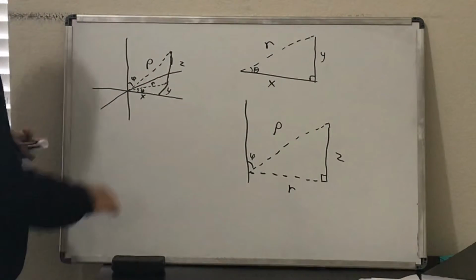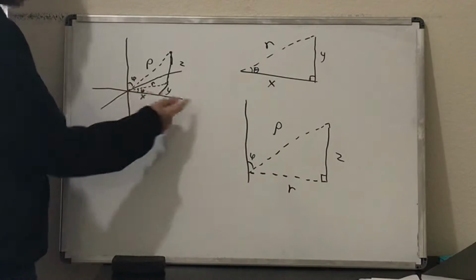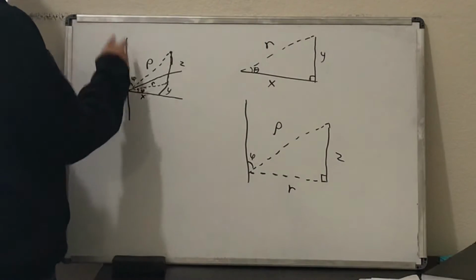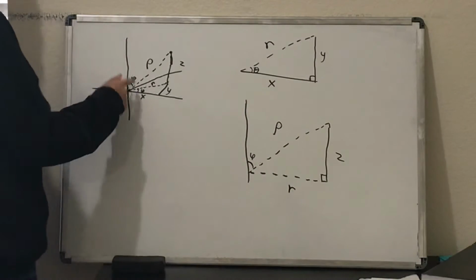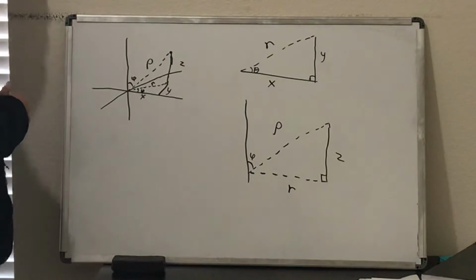the distance to the origin, theta is this angle from the positive x-axis, and phi is this angle from the positive z-axis.